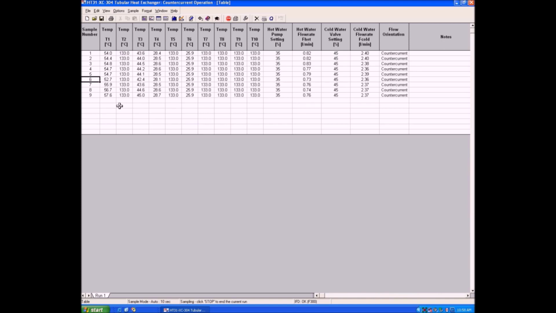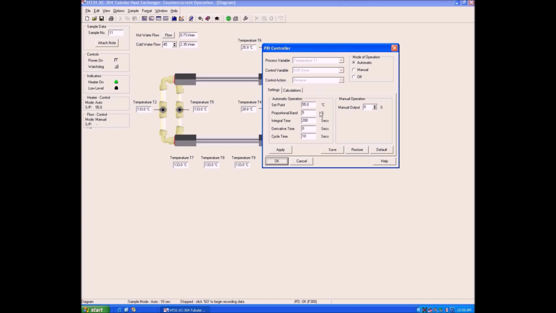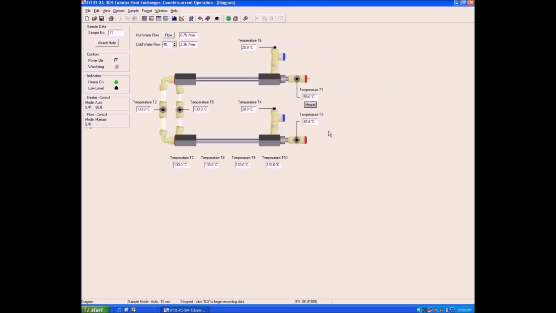Once samples are collected, click on stop and then view diagram. Click on heater and set the setting to 60 degrees centigrade. Click apply and OK, and then wait for the temperature to rise.